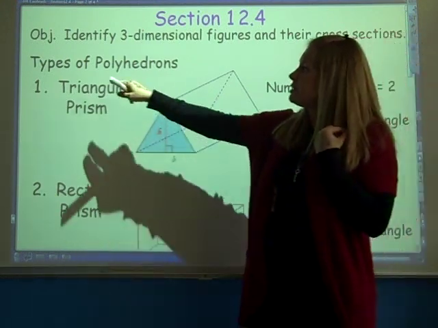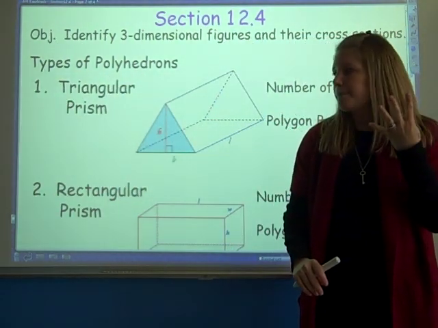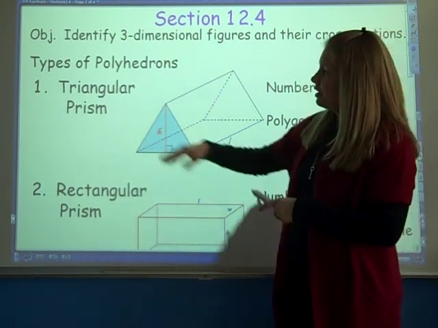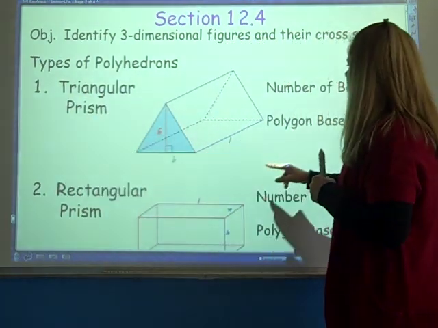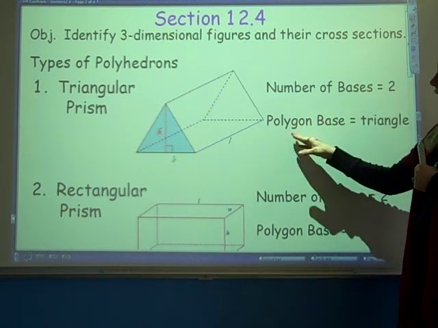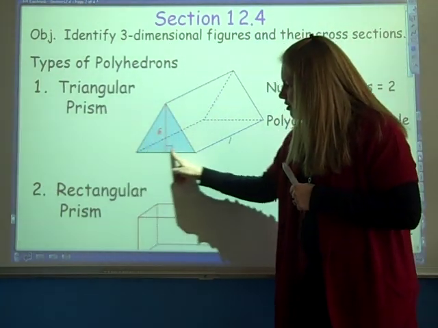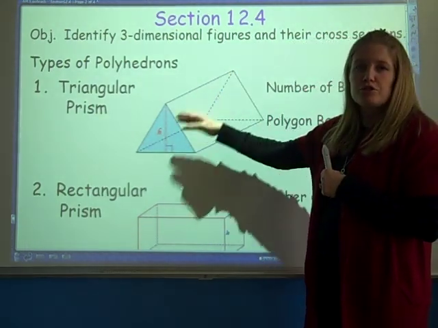Okay, next, some more vocabulary: naming the types of polyhedrons. We have four types that I need you to know. Two of them are prisms and two of them are pyramids. Our first one is a triangular prism. A prism has 2 bases, and the type of base is a triangle. What I mean is we have a triangle here in the front, and then a triangle here in the back. Those are your bases.